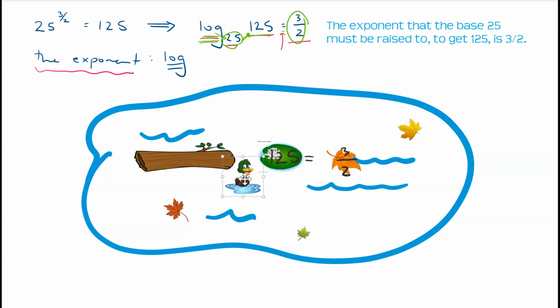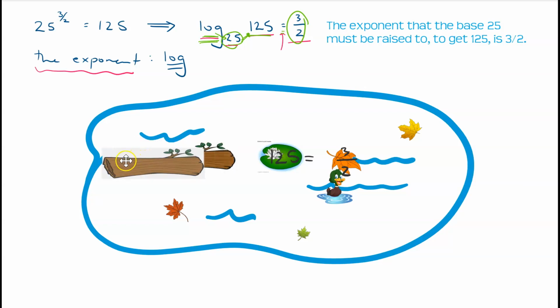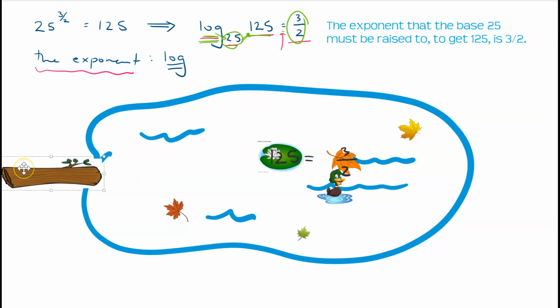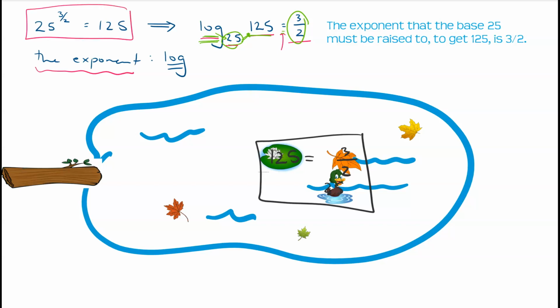So our ducky here dives under the lily pad and comes up on the other side, but he ends up with a little leaf on his head. Now, when he dives under, the log, maybe a gust of wind comes up or the ducky kicked it or something, the log floats away. And what you see here is 125 equals, remember the ducky was the 25, 125 equals 25 to the 3/2. Which is exactly what this converts into. 25 to the 3/2 equals 125.